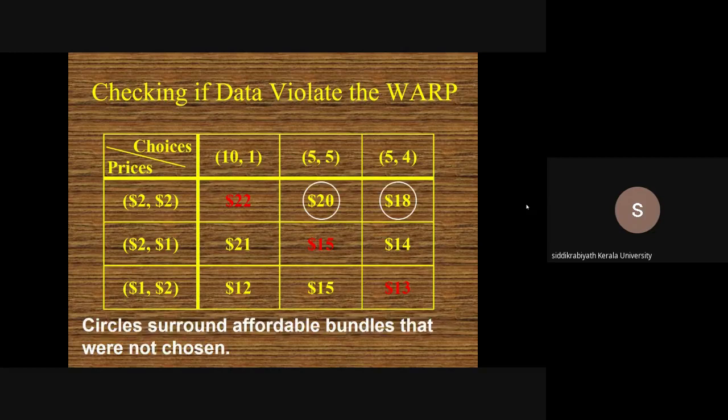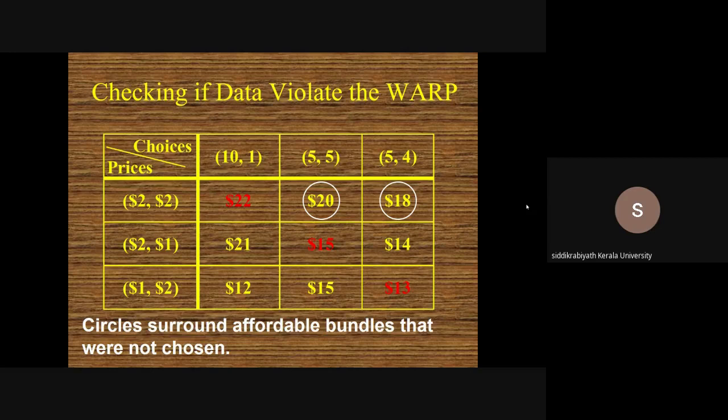Now circles around points like 20, say in the case of $20 and $18. Okay, that is circles around affordable bundles that were not chosen. So in this particular case there are many bundles, as we said, there are many affordable things which you haven't actually chosen. So when 22 was chosen, this 20 and 18 were affordable, but you had gone for 22.